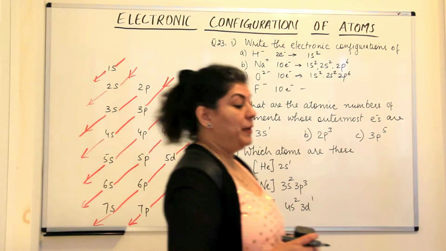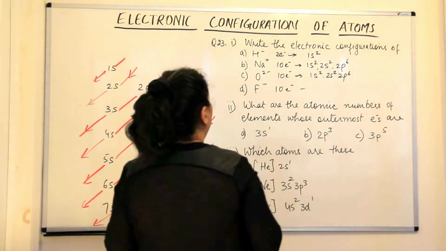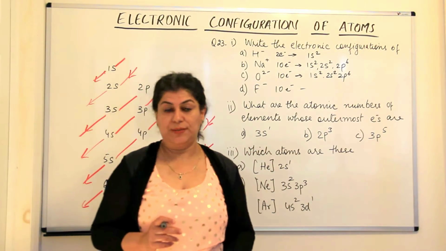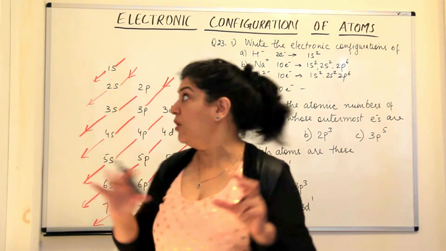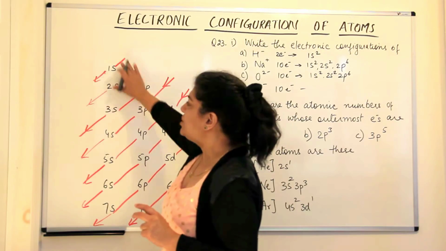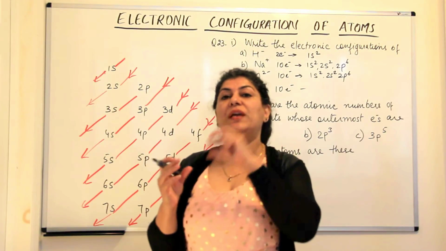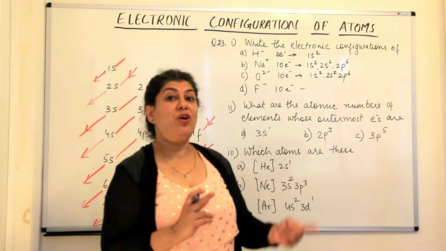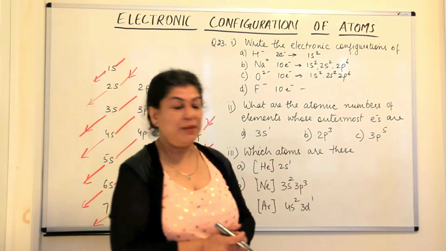So now let's come to the second part of the question. The question is, what are the atomic numbers of elements whose outermost electrons are given to us? If we know the electrons in the outermost shell, then all the ones preceding it in energy levels have already been filled up. So we can count those and we'll arrive at the atomic number, because the number of electrons is equal to the number of protons in a neutral atom, and that's the atomic number.